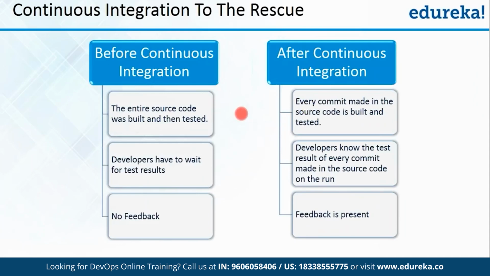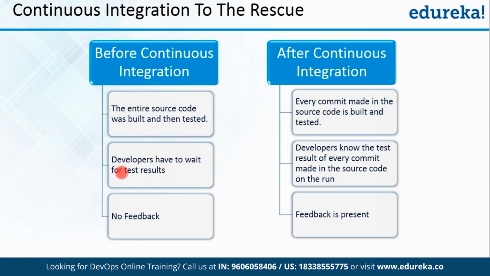Now over here what you can see is that before continuous integration, as we just saw, first the source code of the application will be built, the entire source code, and only then will it be tested. But after continuous integration, for every commit, whatever change you make in the source code, even a minute change, when you commit it, that is when the code will be pulled, built and then tested.